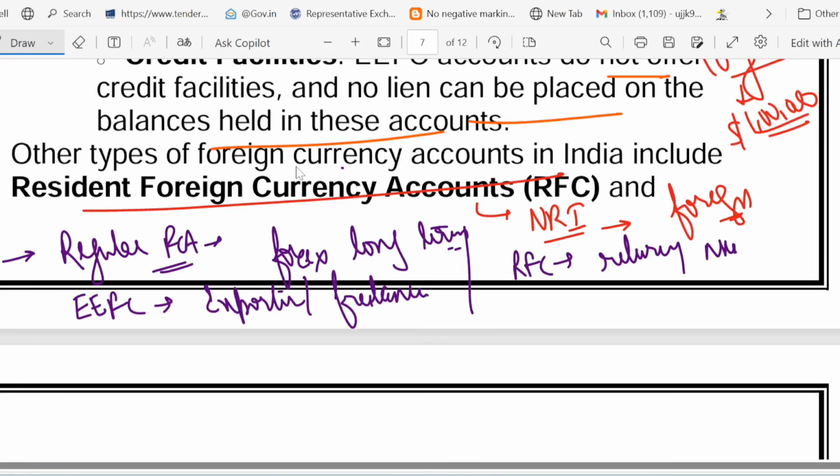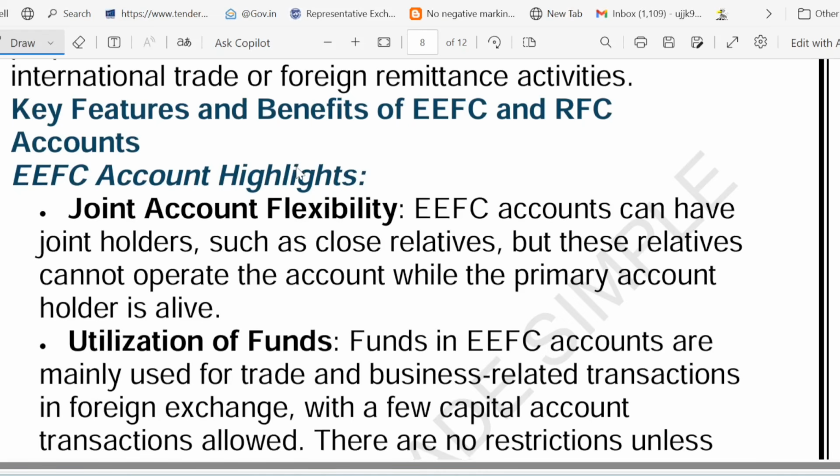So now have a look at the EFC account. I think we have discussed, okay, some more key features are there for these two accounts. Suppose you earn foreign currency, or you are an NRI returning to India, you have probably heard about these two accounts, EFC and RFC. But which one should you pick? Let's compare them side by side with a real example.